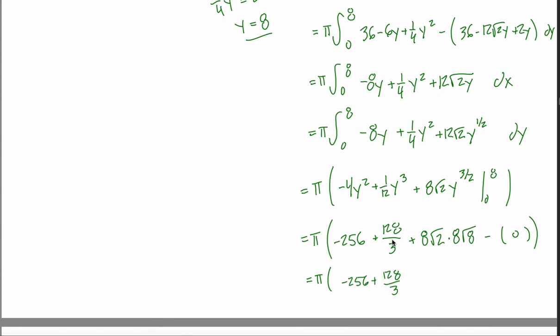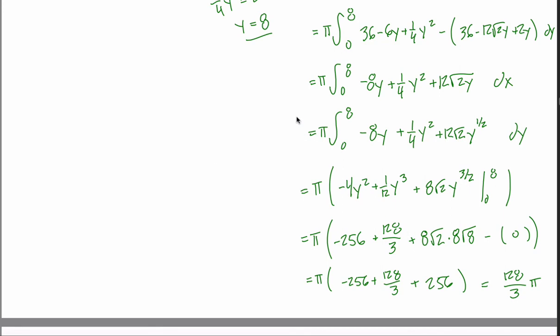I'm going to wait to put these two together because I'm going to hope that this term will cancel out with some of this. 8 root 2 times 8 times the square root of 8. Well, the square root of 2 times the square root of 8 is the square root of 16, which is just 4. And 8 times 8 is 64. And 64 times 4, oh, that is fantastic. 64 times 4 is 256. So what I get for my final answer after this 256 and this negative 256 cancel out is just 128 over 3 pi.